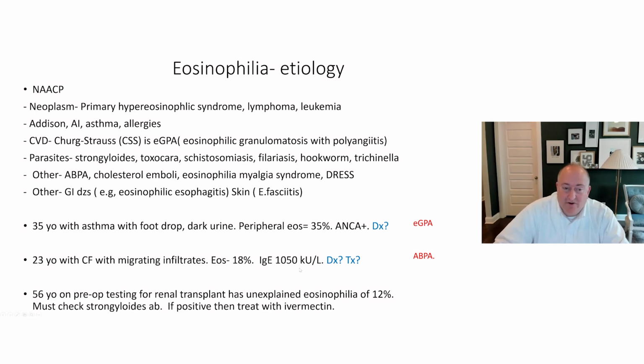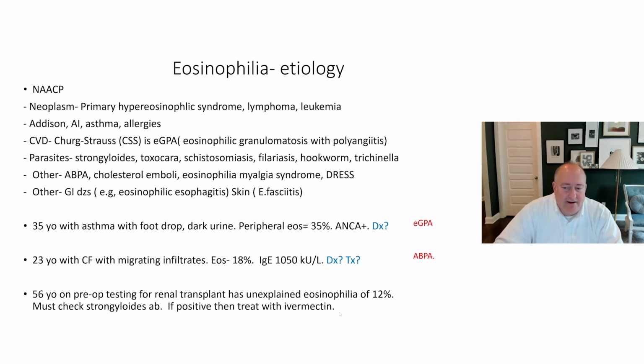You check an IgE level to make the diagnosis of ABPA in a patient with CF. Usually the IgE is greater than 1,000. Remember, it's not an infection with Aspergillus, it's an immunologic reaction to Aspergillus, but you would treat it usually with voriconazole, posaconazole, and steroids.